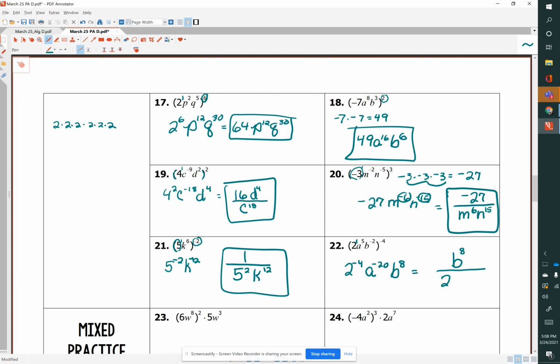Well, let's evaluate that. 2 to the 4th power is 2 times 2 times 2 times 2, which is 2 times 2 is 4, times 2 is 8, times 2 is 16. So let's write that fully evaluated in the denominator. That would be 16a to the 20th power, and that's our final answer. And in fact, let's go back to number 21. We could have done that here too. Instead of leaving it, we can make that 5 times 5, which is 25.